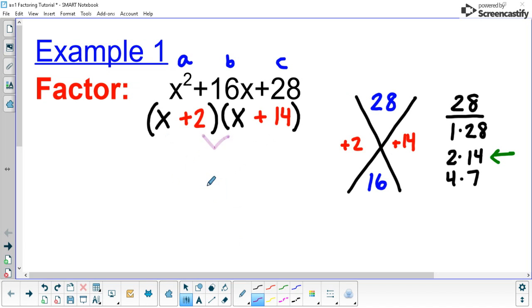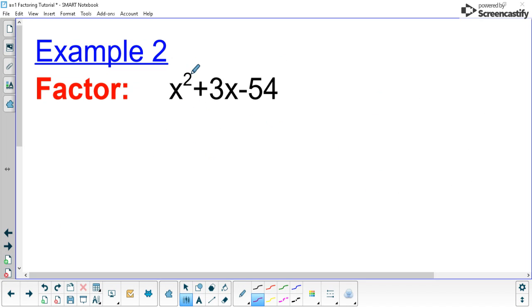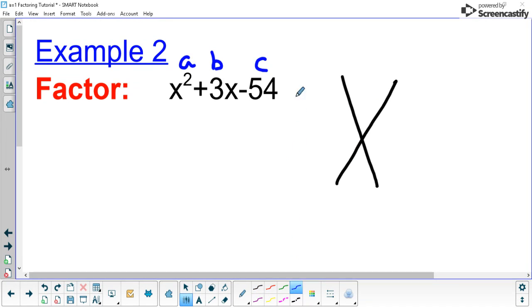Okay, so now we are going to go on to our next example, which is x squared plus 3x minus 54. So we will do the same thing as before. We can identify our a, b, and c term and draw our x off to the side. On top, we are going to put our c value, which in this example is negative 54. So we have a negative 54 on top and a 3 on the bottom.